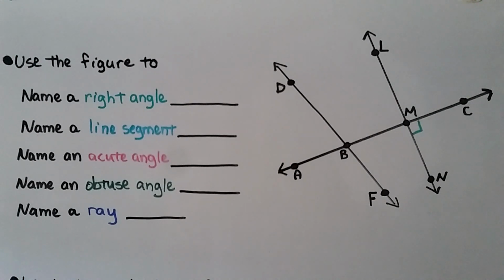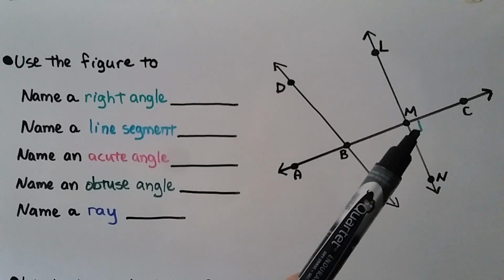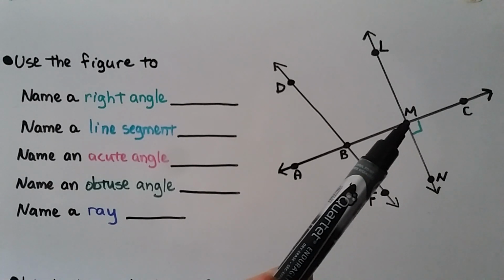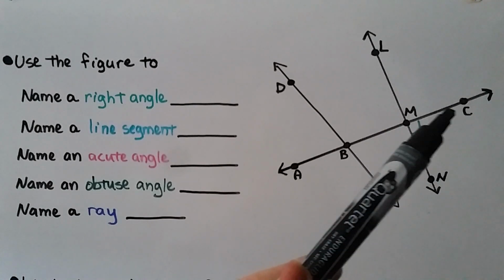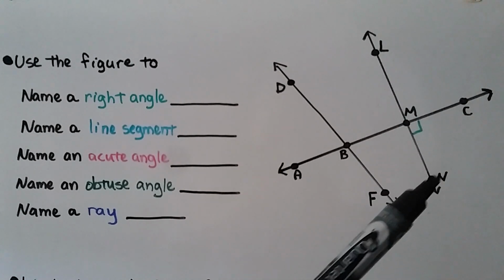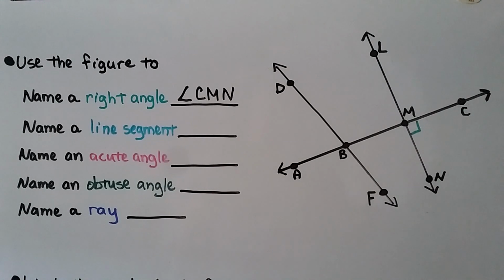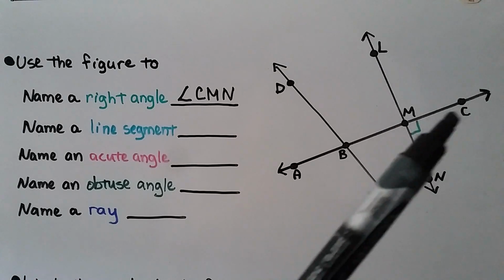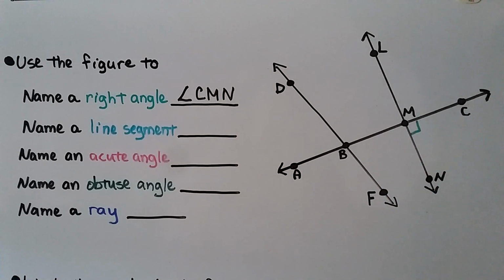We need to use this figure to name these parts. We need to name a right angle. That's probably the easiest one. Do you see a right angle? Look, we have our little box telling us that this is a right angle. We know that M must be the vertex. We can call this angle CMN. The letter of the vertex is in the middle. We also could have called it angle NMC if we wanted to, and it would have been correct.